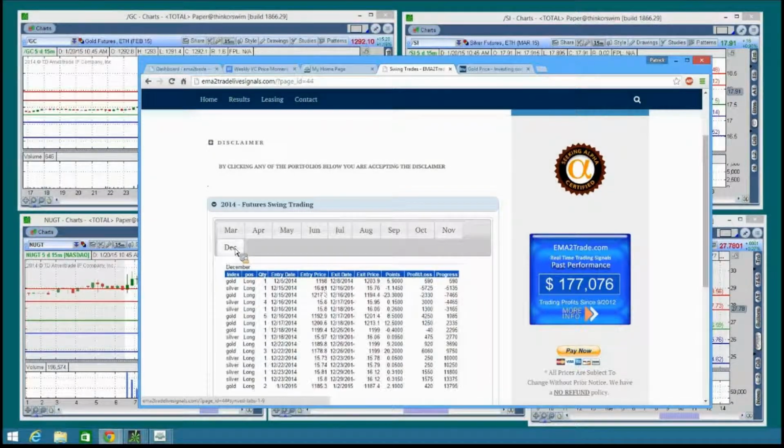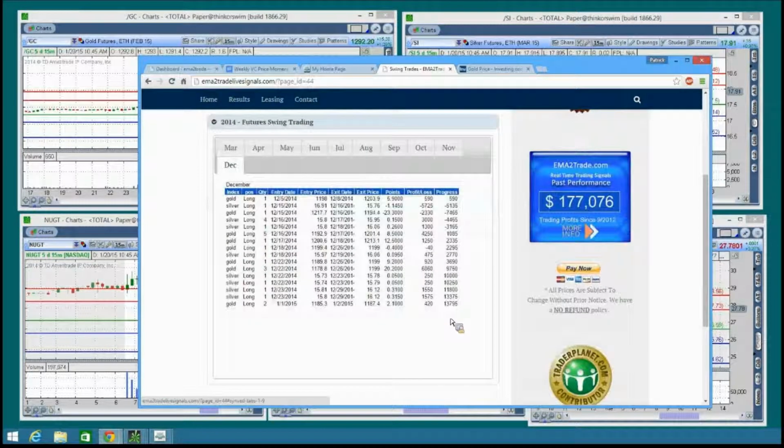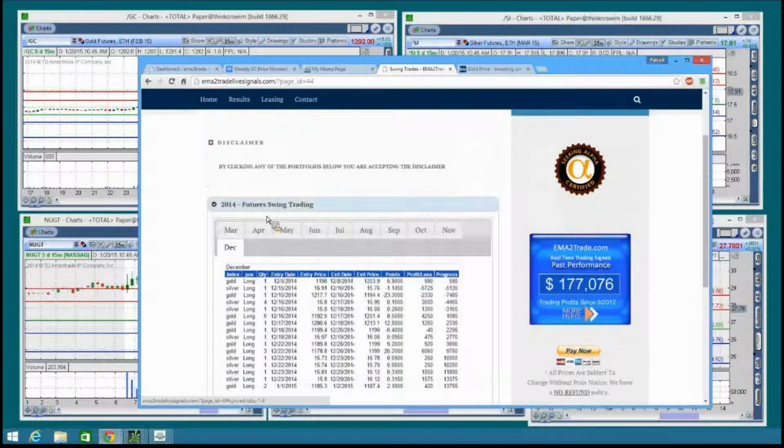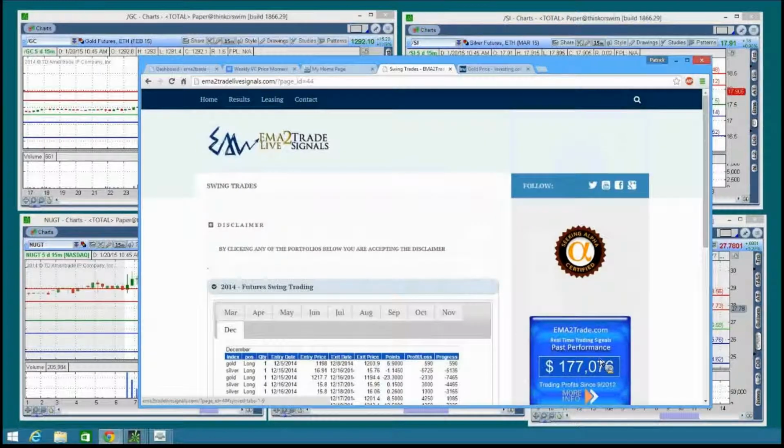You can see the results for December were really phenomenal. We ended the month up $13,795, even though we took some pretty serious losses in between. We were able to catch, as I said, the signals on the long side and produced a $13,795 profit, which put the total consolidated return to $177,076 since the beginning, since September of 2012.